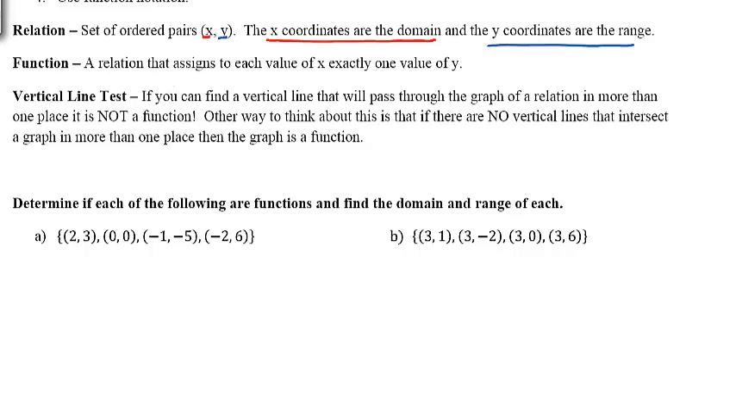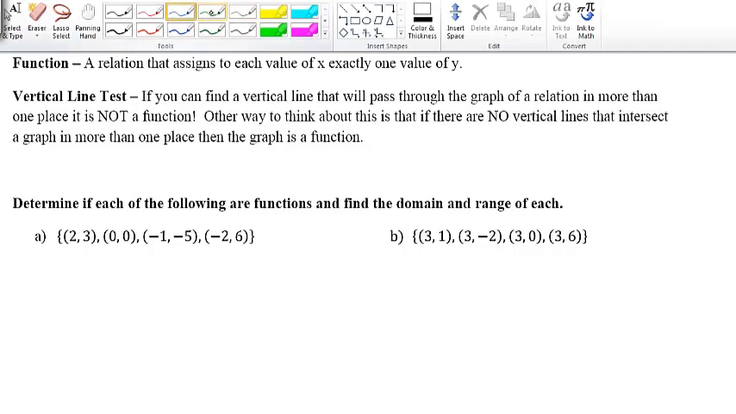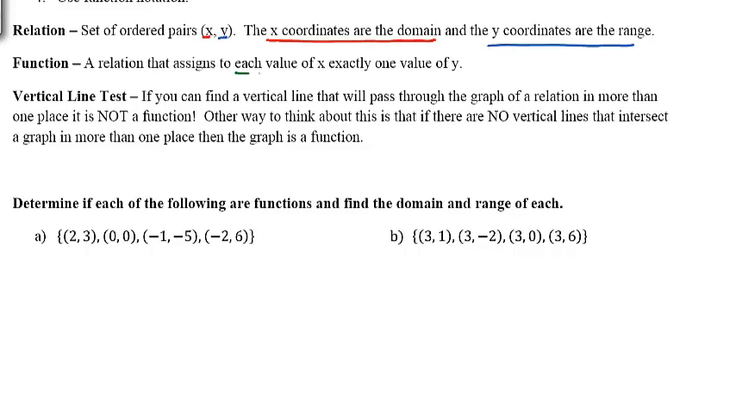So in order for a relation to be considered a function, it needs to meet a special condition. And a relation that assigns to each value of x exactly one value of y is what we call a function. And the best way that I've found to remember whether something is a function or not is to remember the vertical line test. So the vertical line test says that if you can find a vertical line that will pass through the graph of a relation in more than one place, it is not a function.